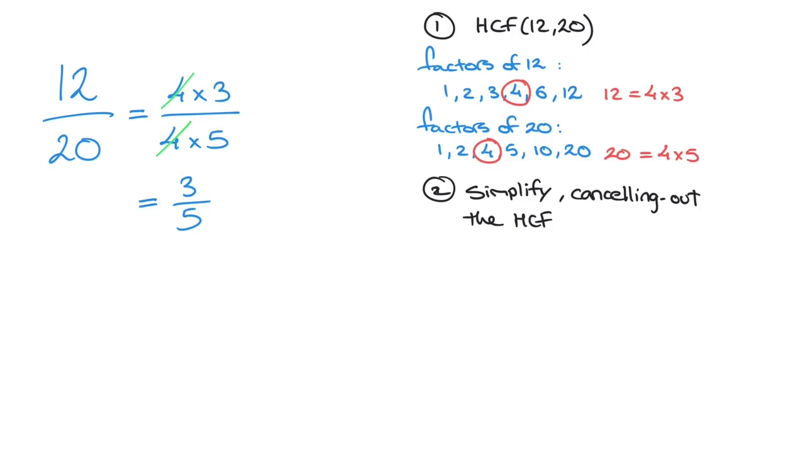Let's look at one more example. Let's simplify 14 over 35. Well, once again, we follow our two-step method. And our first step, remember, was to find the highest common factor of the numerator and the denominator. So in this case, that's the highest common factor of 14 and 35. And again, the easiest way to do this is to find all the factors of 14, to find all the factors of 35, and to look for the biggest factor they have in common.